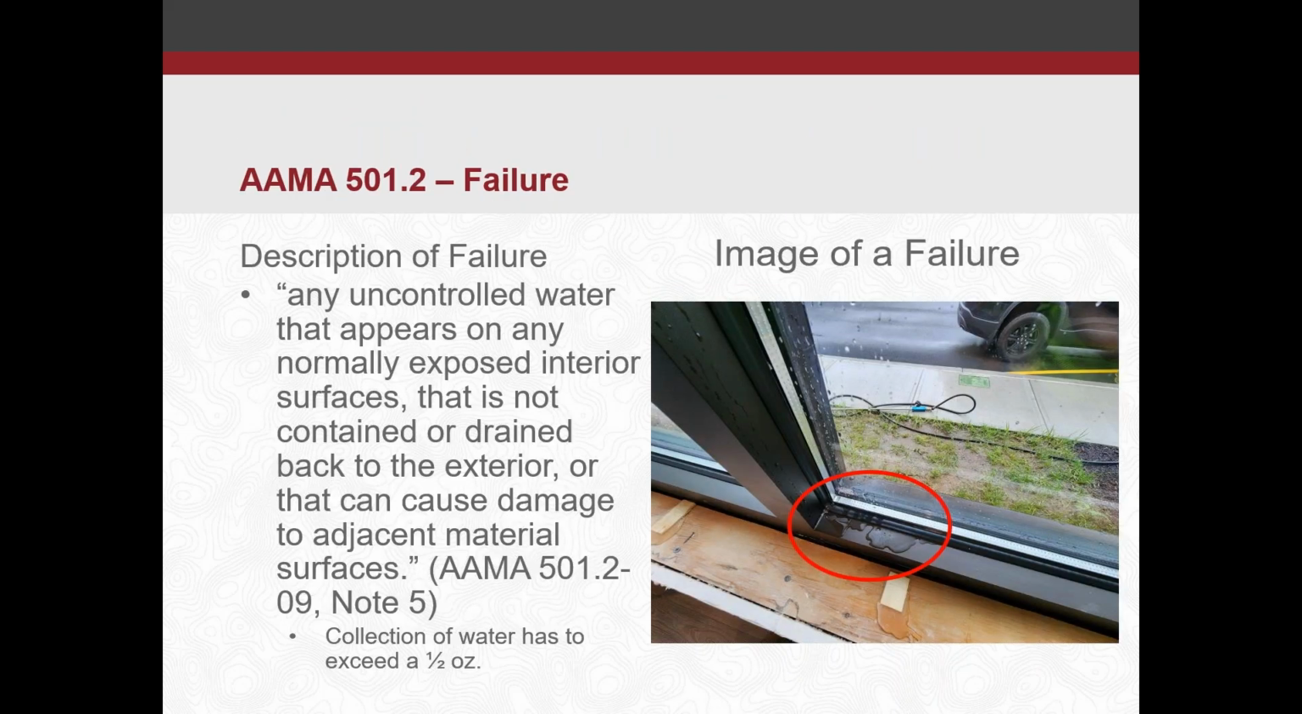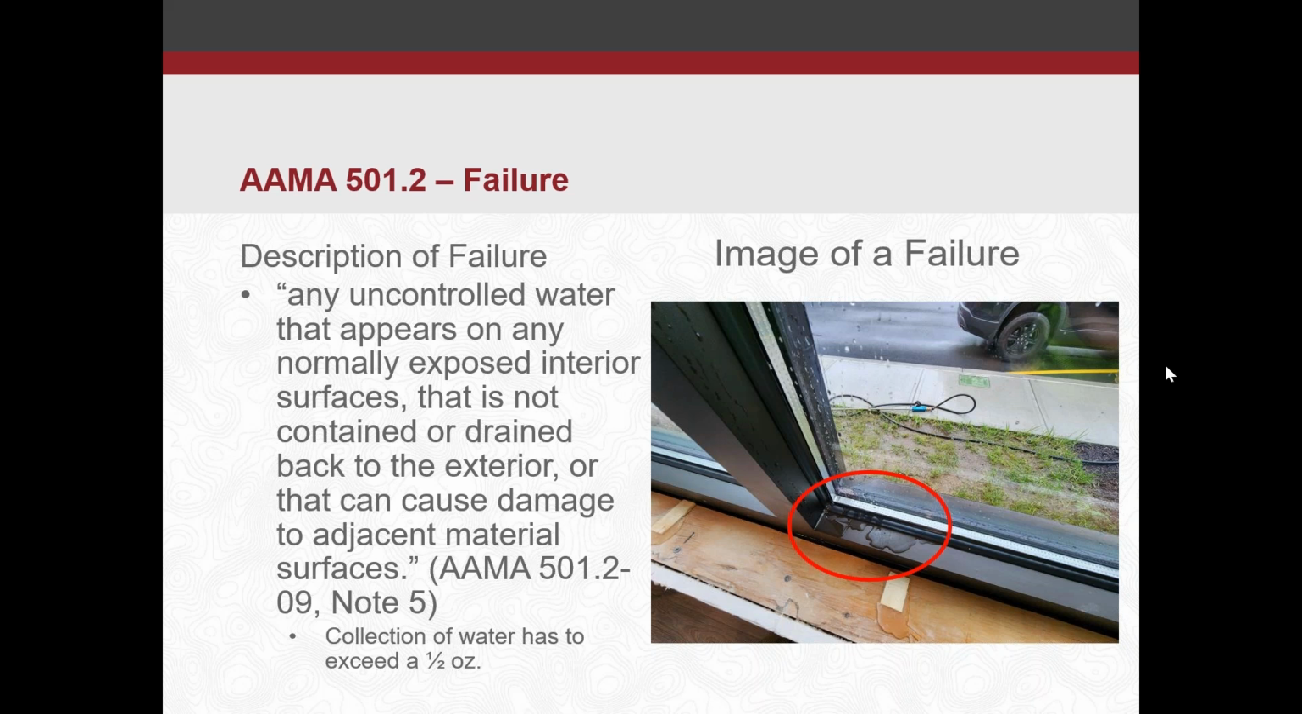So, what is a description of a 501.2 failure? Basically, it's any uncontrolled water that appears on any normally exposed interior surface, not contained or drained back to the exterior, or that can cause damage to adjacent material surfaces. And the collection of water, as a side note, has to exceed a half an ounce.